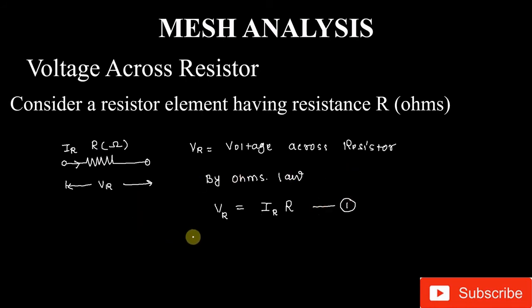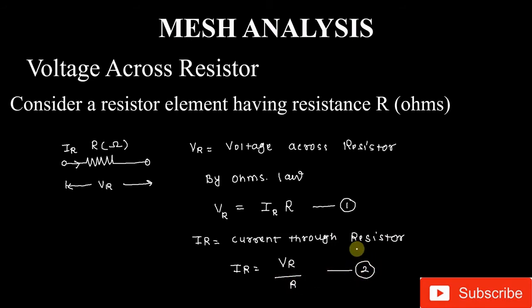Similarly, we can find IR. What is IR? IR is the current flowing through the resistor. By using equation 1, I can easily find that IR is equal to the ratio of voltage to resistance. So it's very simple. When we have to find the voltage across a resistor, we simply use the equation VR equals IR into R. In that way we find the voltage across a resistor.